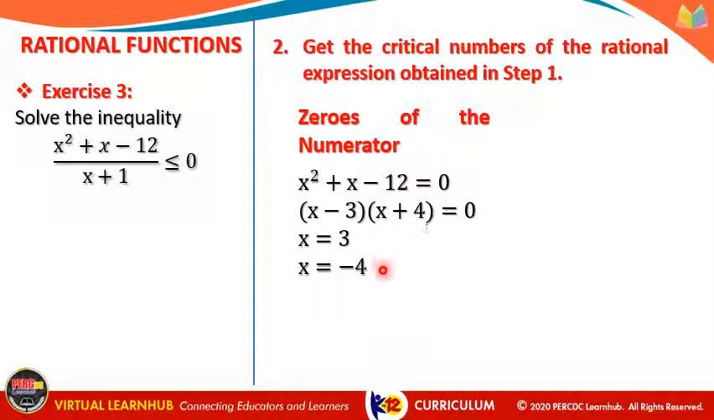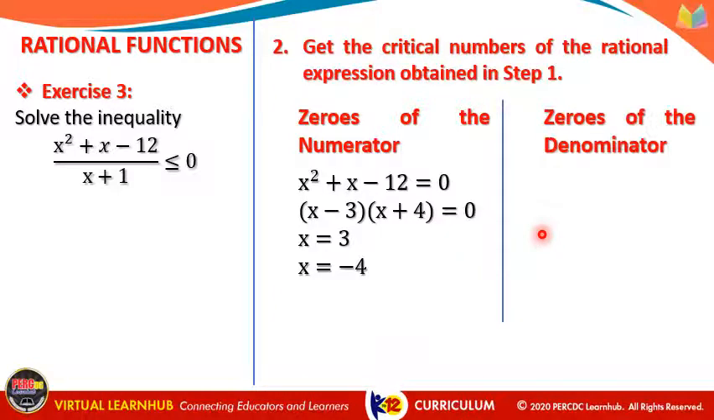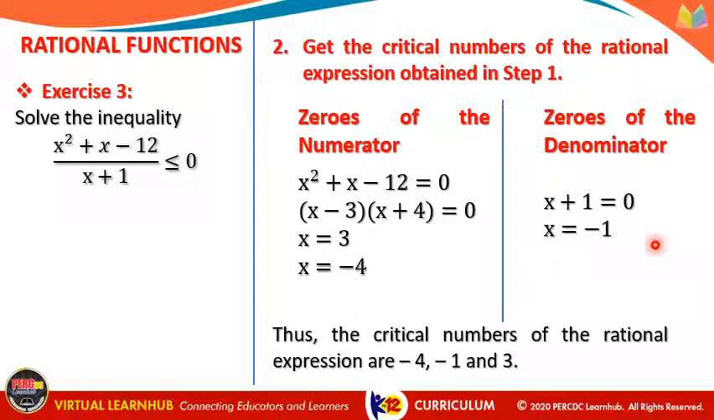As you can see, minsan kailangan nating mag-perform ng polynomial factoring. Pwede kang mag-quadratic formula if you want. Basta kunin mo yung roots ng numerator. Let's do the same for the denominator. I-equate natin si x plus 1 sa 0. Masosolve natin x ay negative 1. Therefore, tatlo ang critical numbers natin. You have, in increasing order, negative 4, negative 1, and positive 3. Again ha, yung factoring natin. Don't forget.